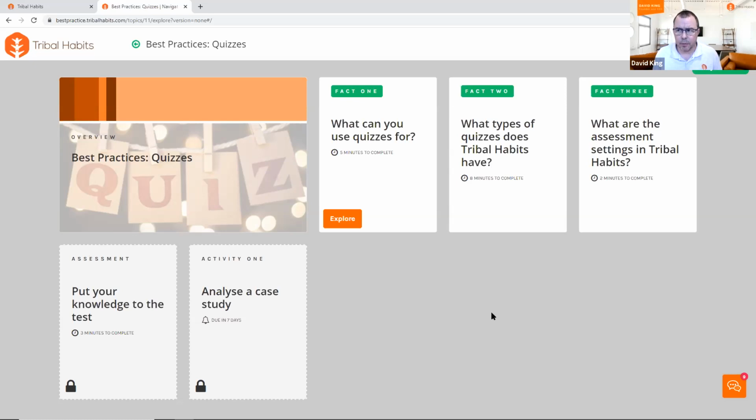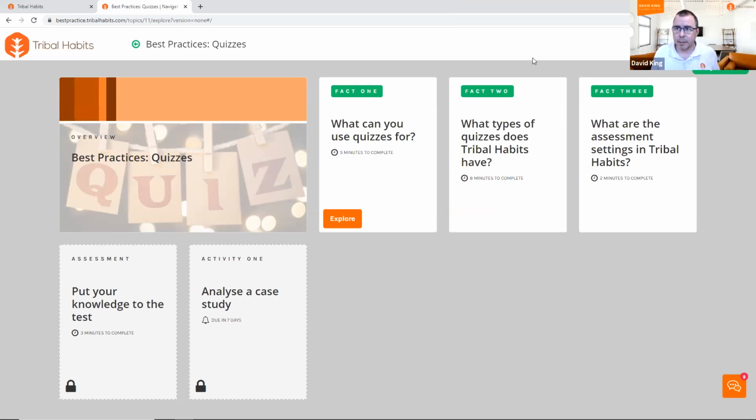And I'm going to run through three things today using Tribal Habits topics. I'm going to look at what we can use quizzes for. I'm then going to look at some practical applications, and in both parts about quizzes within Tribal Habits itself. And then finally, how to use assessments and offline activities.